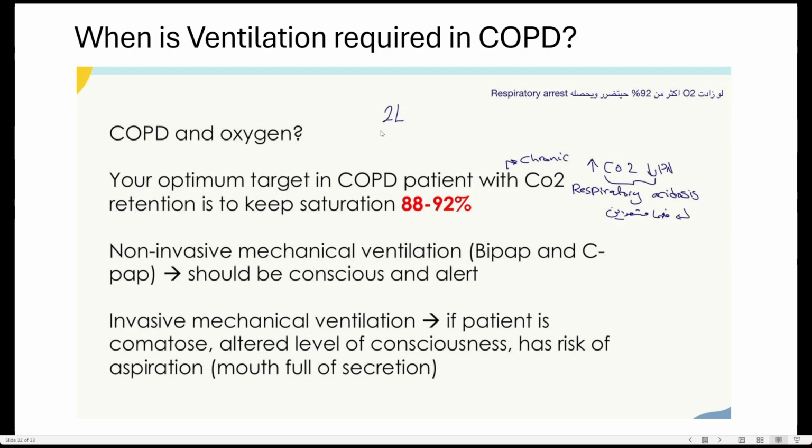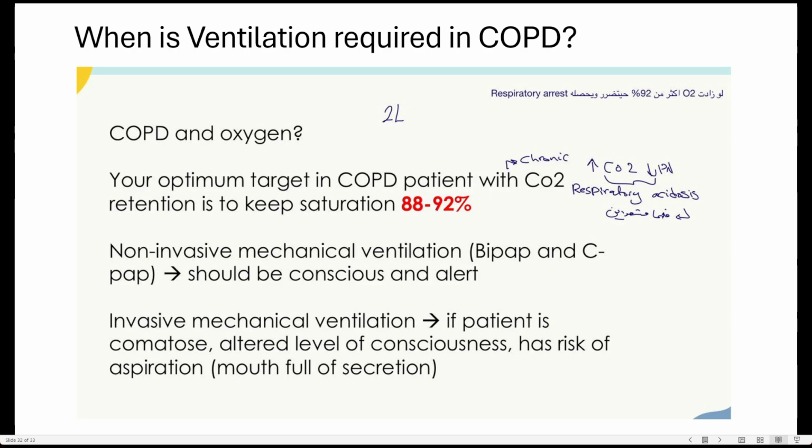And when I'm giving the patient oxygen, my target in a COPD patient with CO2 retention, my target for oxygen saturation when giving the patient oxygen through ventilation, should be between 88% to 92%. It should not be more than 92%. Now you might ask yourself a question. Nawaf, 92%, this is a case of hypoxemia. Why should we keep the oxygen saturation between 88 to 92%?